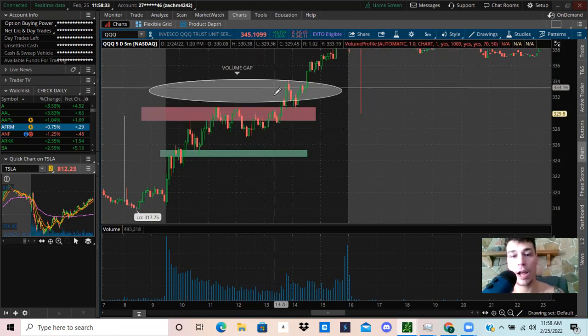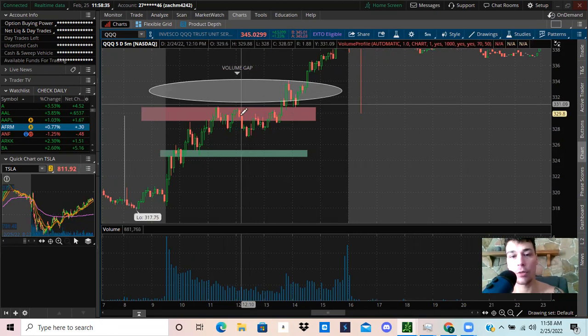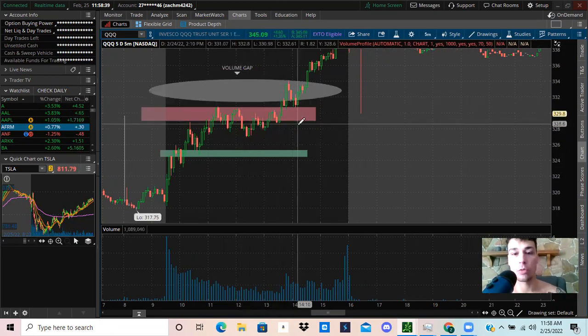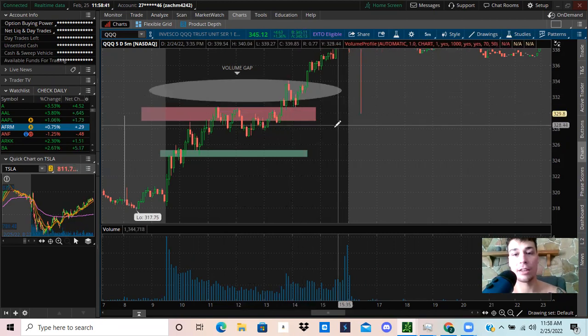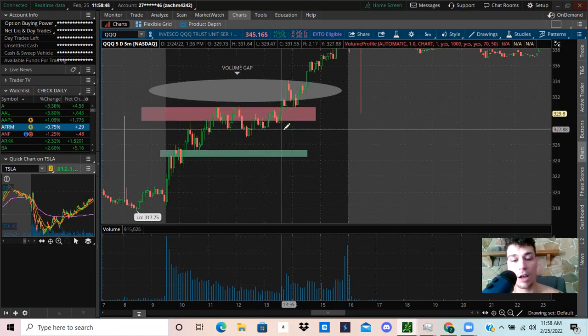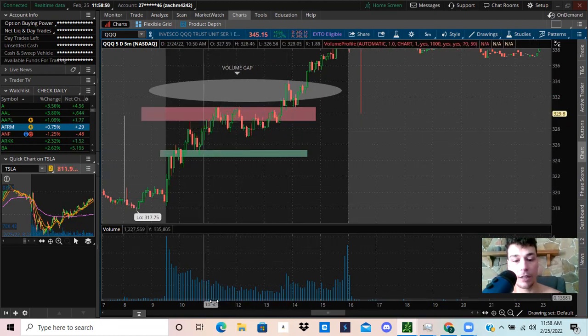Because once we go higher, we know that there's a volume gap right here, meaning there's not much activity. So we're going to see activity again in the stock at one of these higher levels up above. So what do you know? Volume was dying off the whole time. Let's look down here at the volume.